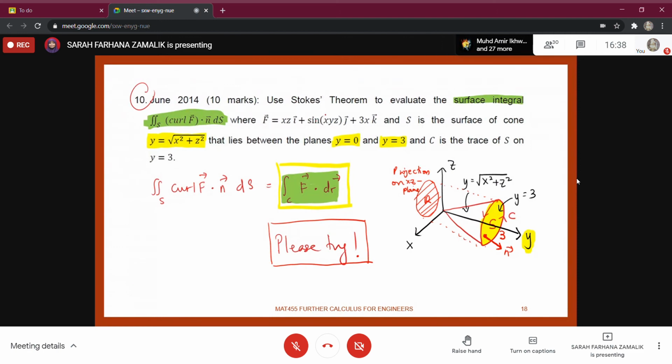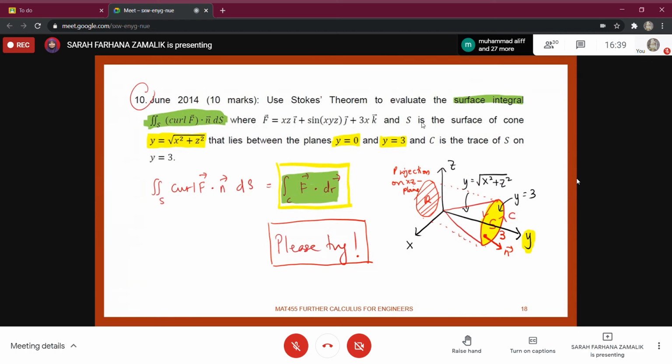Kalau dia minta kita evaluate surface integral, so kita kena samakan dia dengan line integral. Kalau dia minta evaluate line integral, so kita kena samakan dia dengan surface integral. Oh, okay. Maknanya ada tiga lah kan, Madam kan? Tapi saya faham. Okay. Yes, betul. Siapa yang explain tadi? Thank you. Mantap Sabrina. Thank you.